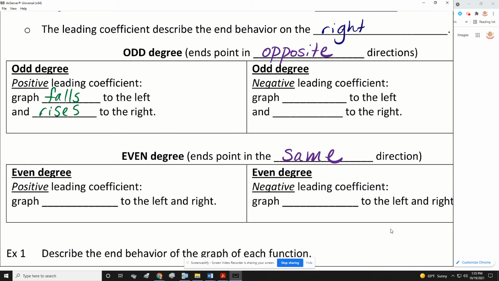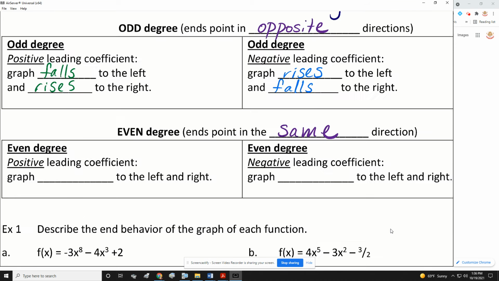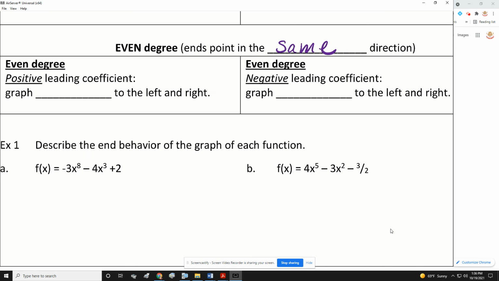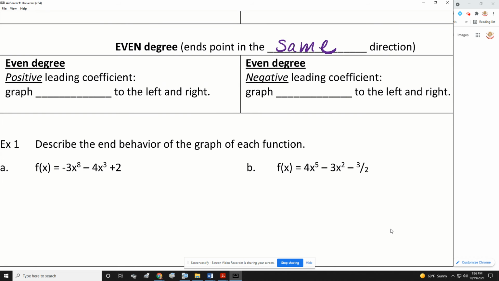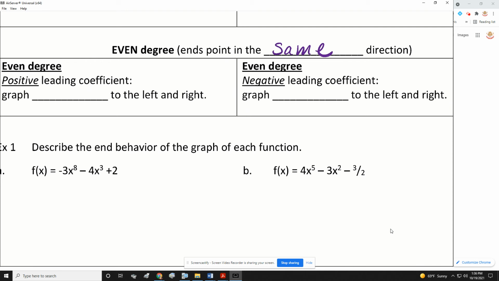Okay, we're going to move over here. If there is a negative leading coefficient, I know on the right the graph falls. And for an odd degree, the left is going to do the opposite, so it's going to rise. Then for even degree, the ends are going to point in the same direction, which makes it a little easier because the right and left are going to do the same thing. So positive, I know on the right it rises. Even degree, the left is the same, so it rises left and right. And then even degree and negative, it falls left and right.